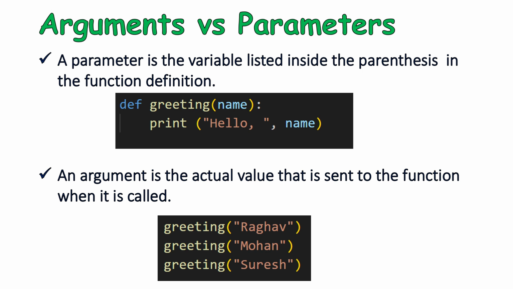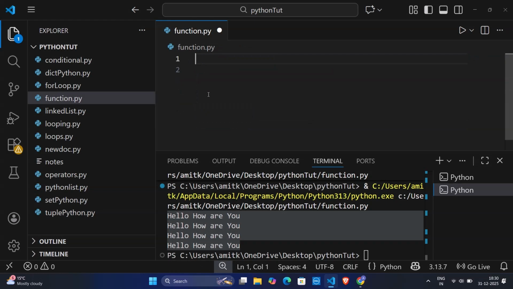As an example, you can see the name variable in the function greeting is a parameter, whereas an argument is the actual value that is sent to the function when it is called. For example, the values that are passed while calling the function greeting, like Raghav, Mohan, Suresh, are arguments. Let's proceed with another example where we will write a function with 2 parameters, name and age.